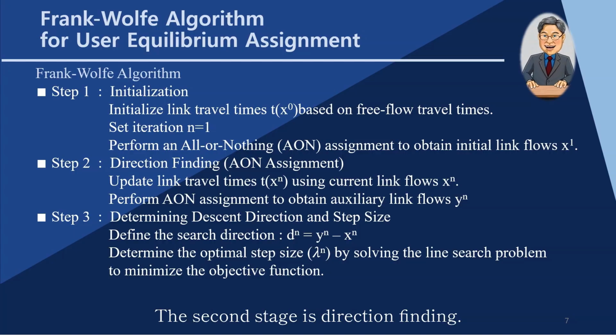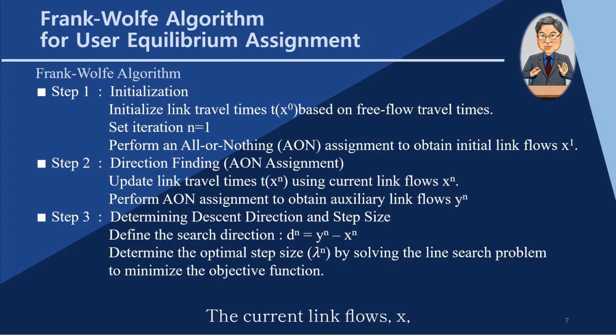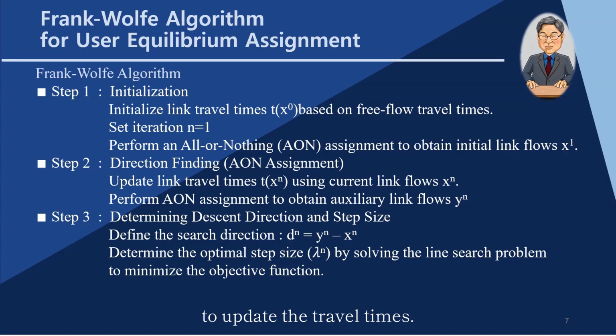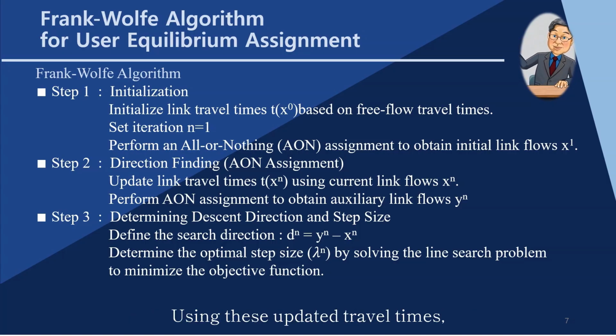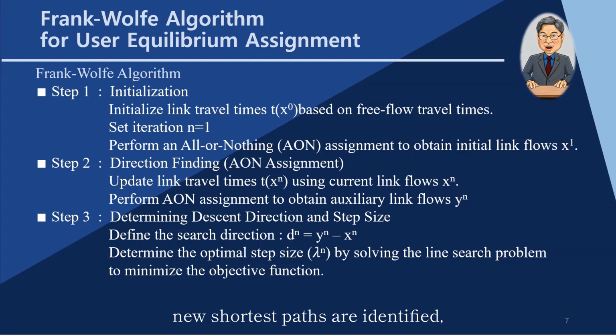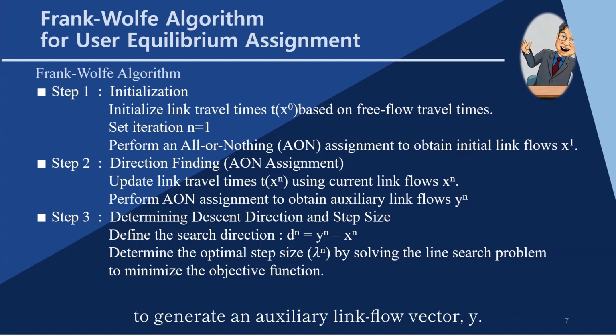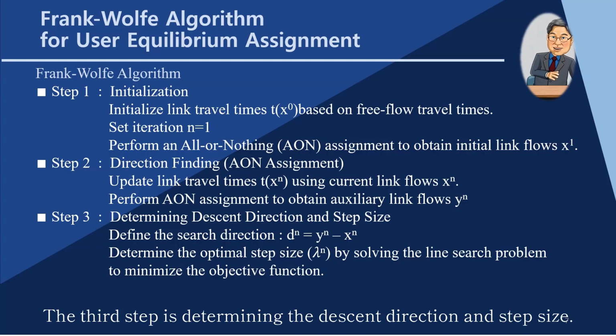The second stage is direction finding. The current link flows x are substituted into the link performance functions to update the travel times. Using these updated travel times, new shortest paths are identified and another all-or-nothing assignment is performed to generate an auxiliary link flow vector y.